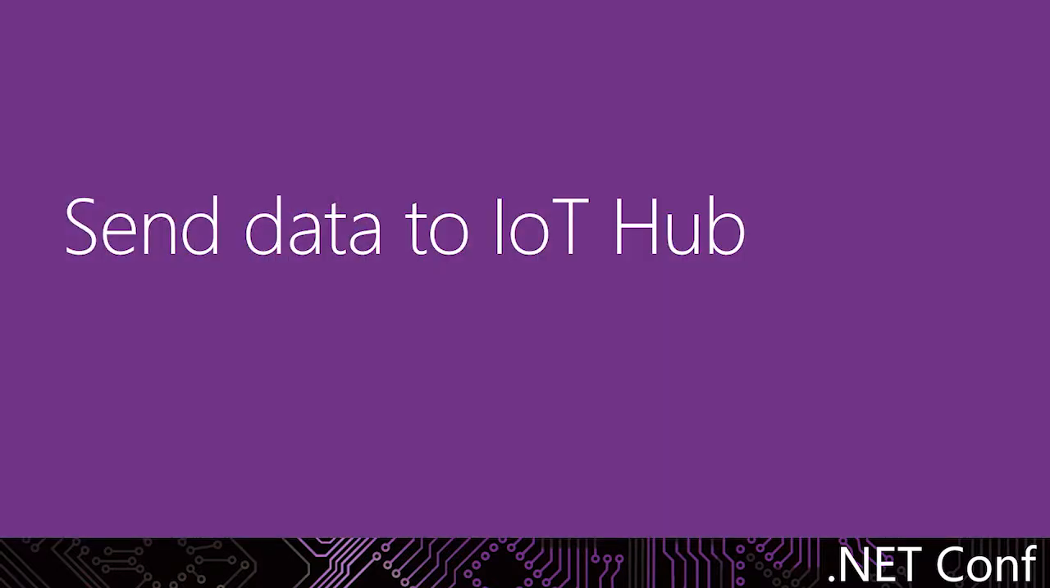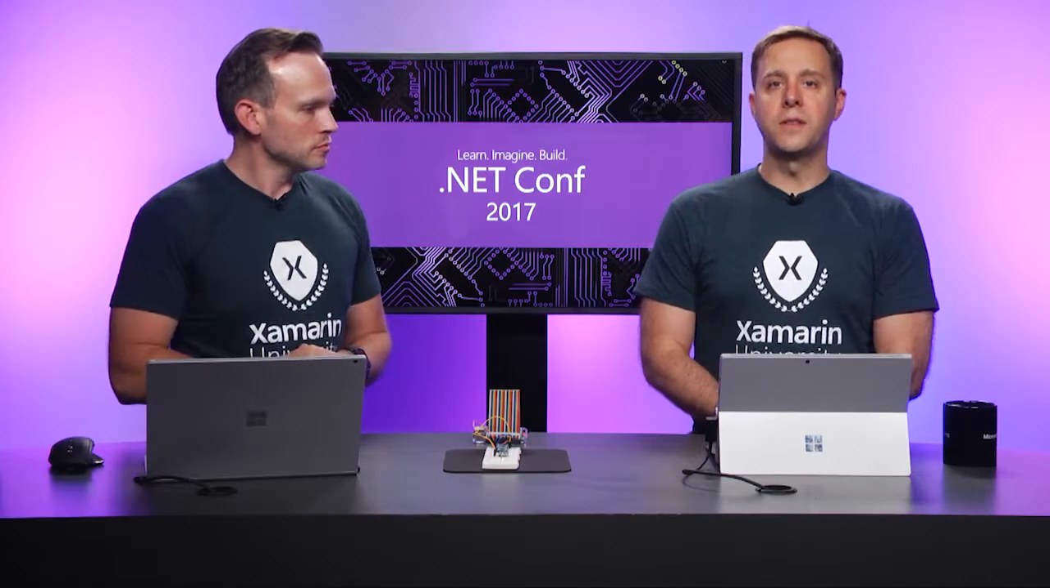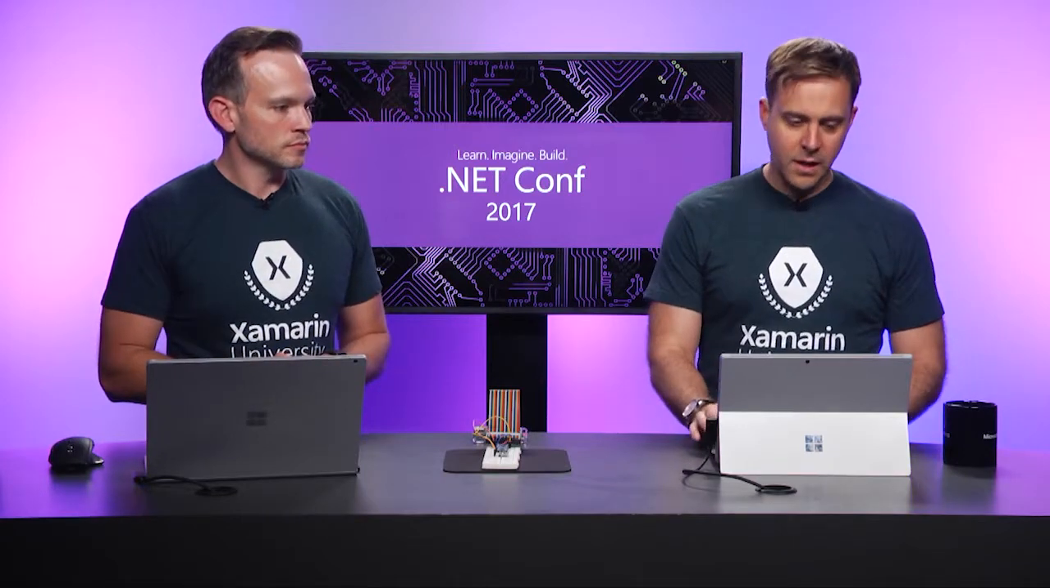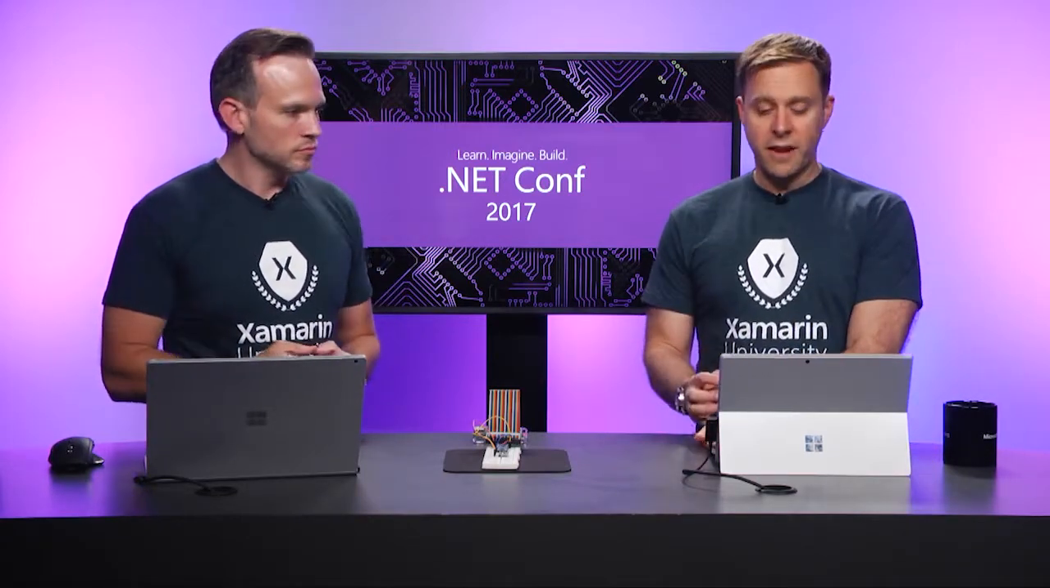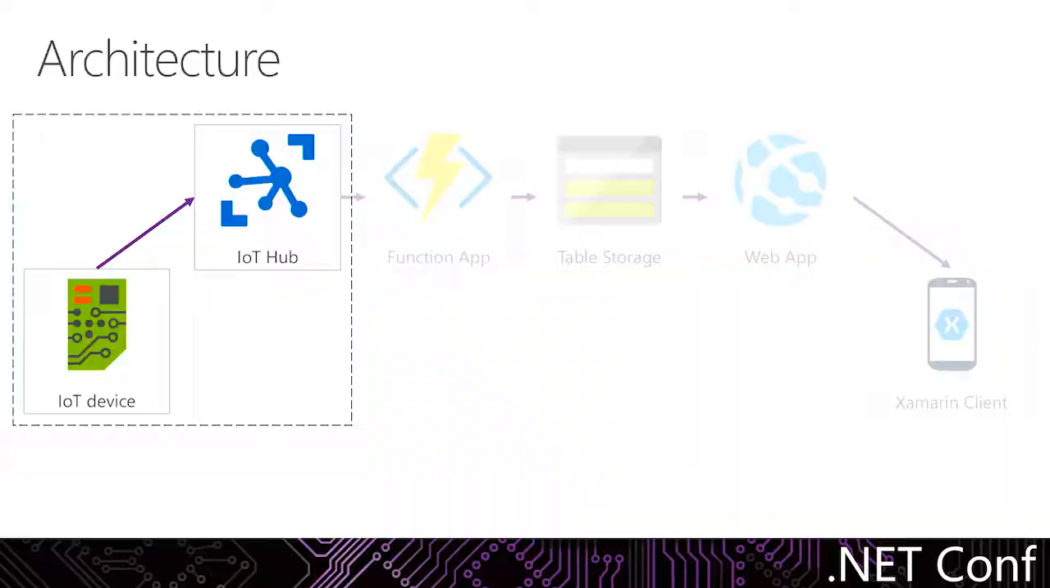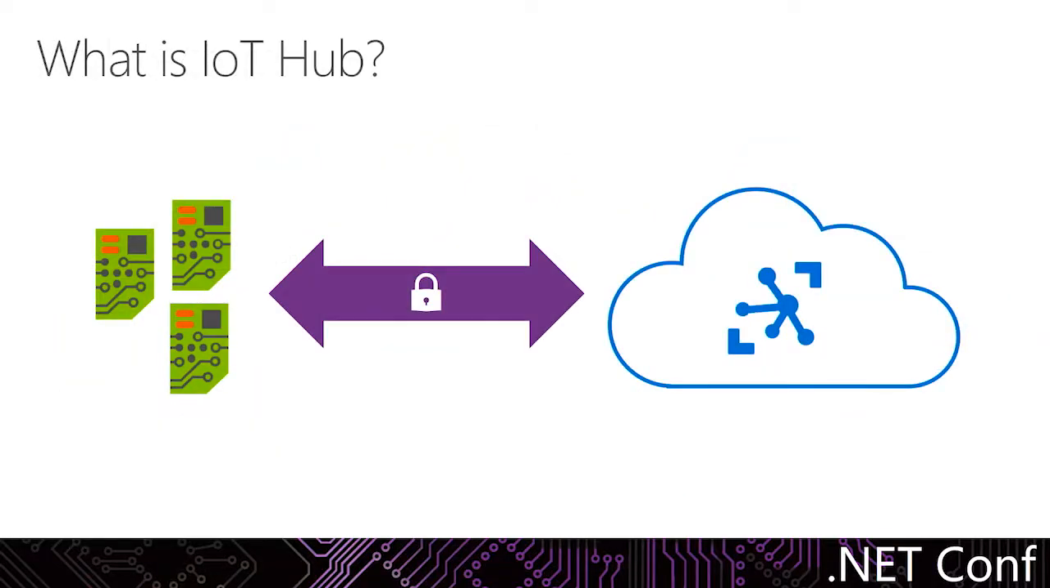Absolutely. And so we're going to start by sending some data, how we're going to send data to the cloud. To do that, we're going to use something called IoT Hub. So from our architecture diagram, we're really focusing on the first part here, just the IoT device into Azure, into IoT Hub. So Jason, really, what is IoT Hub?